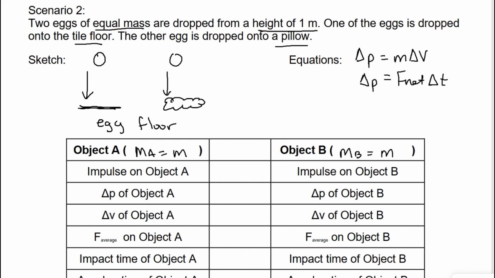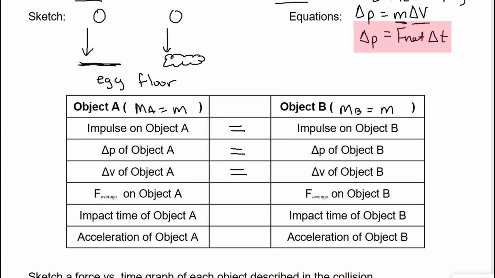If we think about egg number 1, or egg A, we know that both eggs have the same mass. They're also affected by the same acceleration because it's the acceleration due to gravity, which means that they have the same change in velocity. That's going to identify for us that the impulse of the objects is going to be the same, which means that the change in momentum is going to be the same. It also shows us that the change in velocity is going to be the same.